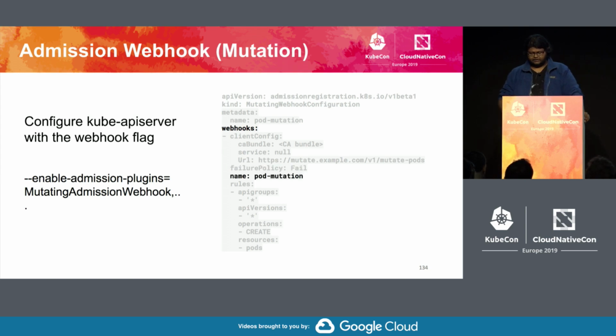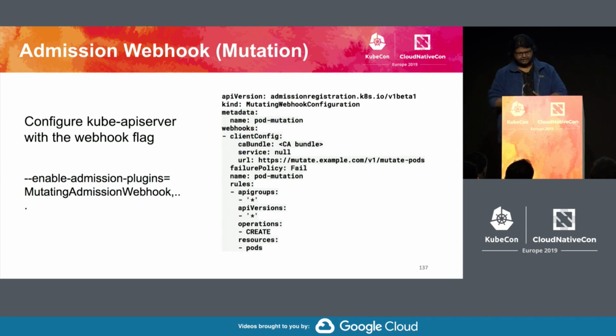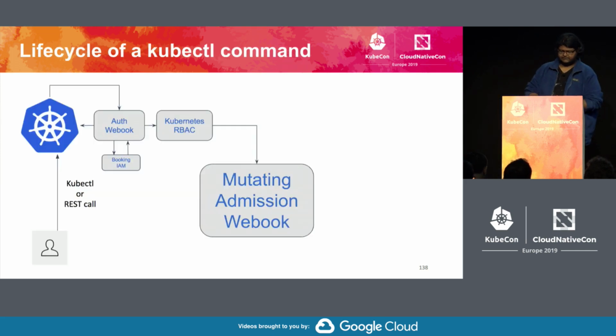And you pass the name of the configuration, and also define the rules, like which objects will be applicable for this mutation webhook. Here I'm passing resources pods and the operation type create, which defines that only for pod creation requests, send the request to this webhook. And after doing kubectl apply on this webhook configuration, your pod mutation webhook is configured in the cluster.